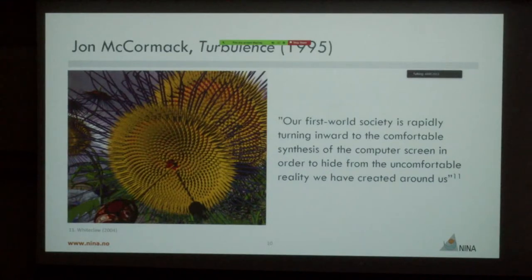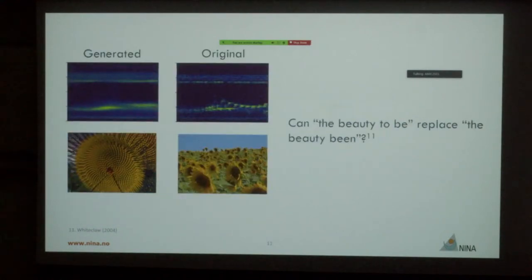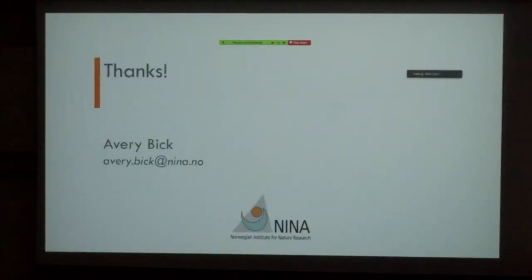So I want to leave on this, which is some of my inspiration for this study. And this is some commentary on an early A-Life piece called Turbulence from John McCormack from the book Metacreation, which is a great book on the early A-Life movement. "Our first world society is rapidly turning inward to the comfortable synthesis of the computer screen in order to hide from the uncomfortable reality we have created around us." I think when one is making AI art, especially related to nature, we should ask, can the beauty to be replace the beauty that's been? So, thanks.